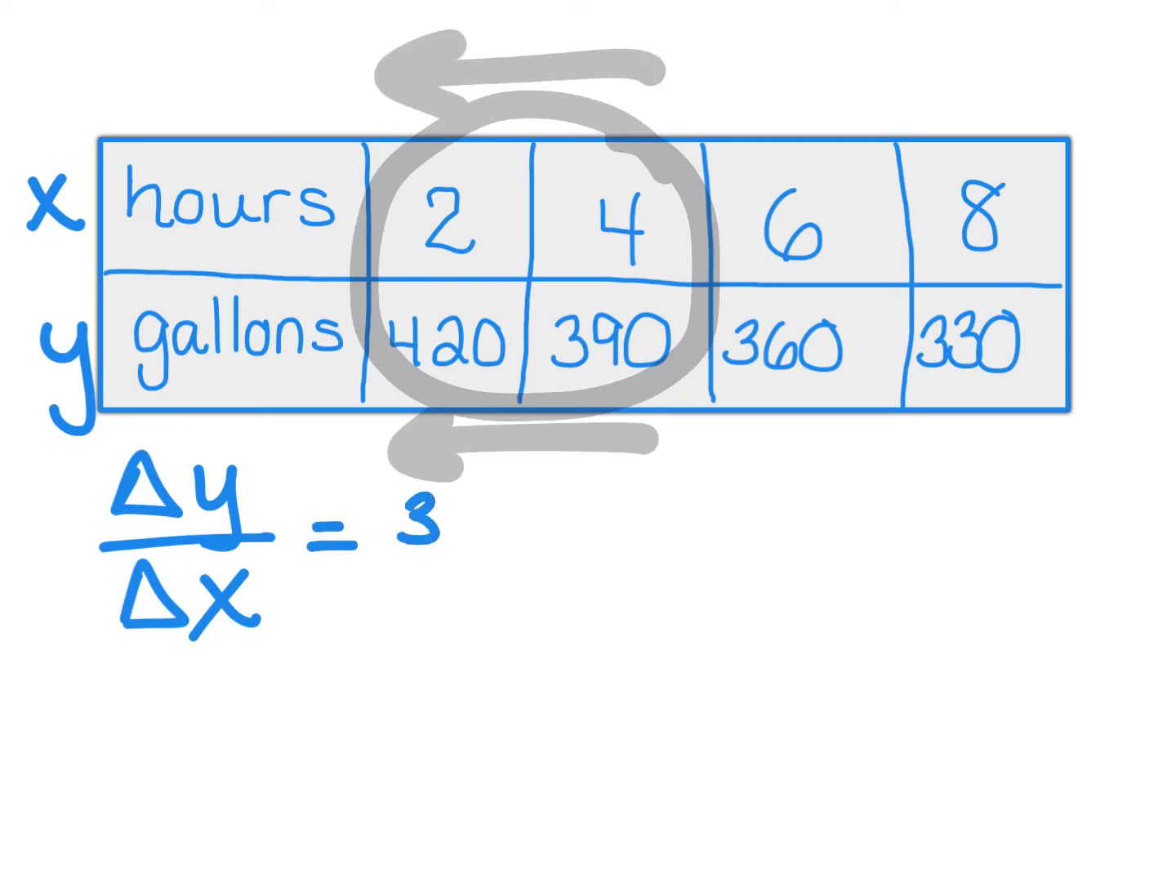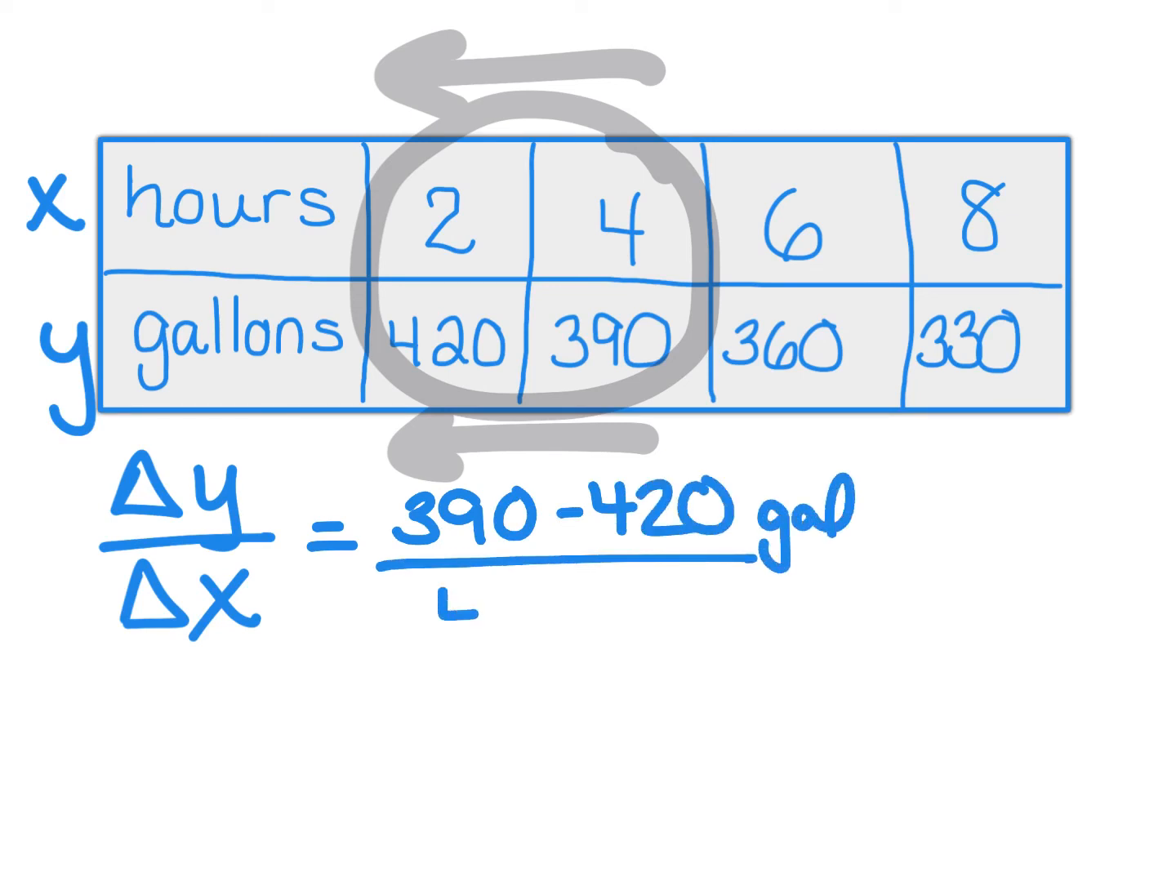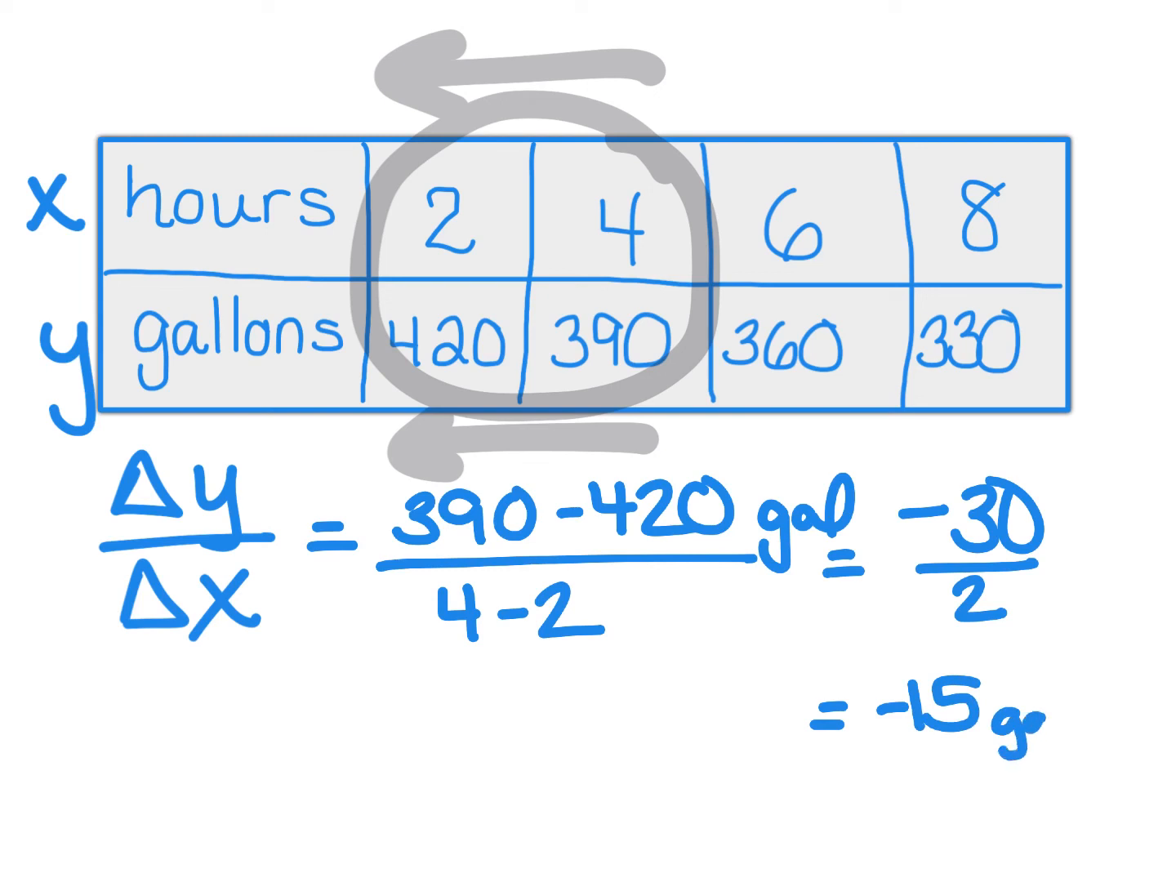So this would be 390 minus 420 gallons. It will help me interpret what this means over 4 minus 2. So 390 minus 420 would be -30 over 2, which would reduce to -15 gallons per hour. So what does this mean? Whatever it is, probably losing water or losing some liquid at the rate of 15 gallons per hour.